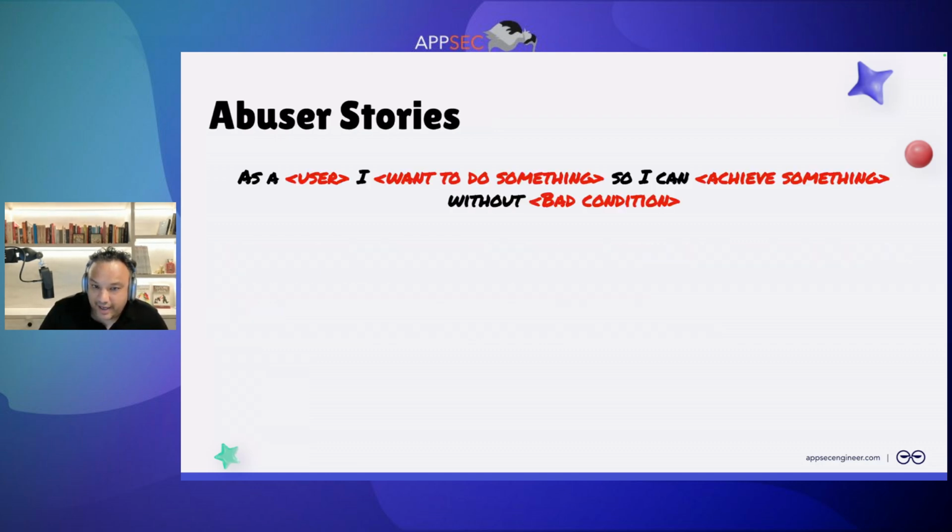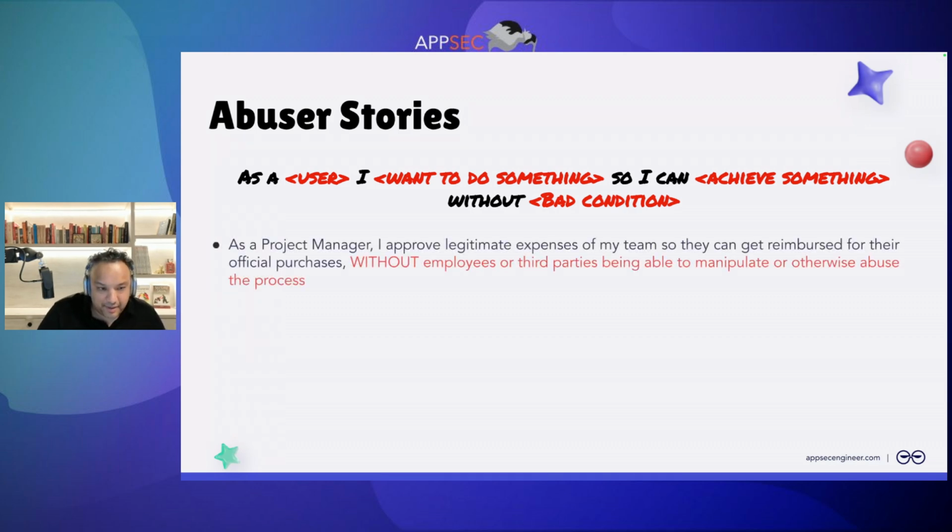So the idea of how I write an abuser story, in fact, a bunch of us came up with story-driven threat modeling, and Microsoft has also started using this internally, apparently. And they added a very interesting way to create an abuser story, which is much nicer than what we had initially created. And this is what they created. So as a user, I want to do something so I can achieve something without a bad condition happening, right? So as a project manager, I approve legitimate expenses of my team so that they can get reimbursed for their official purchases without employees or third parties being able to manipulate or otherwise abuse the process.